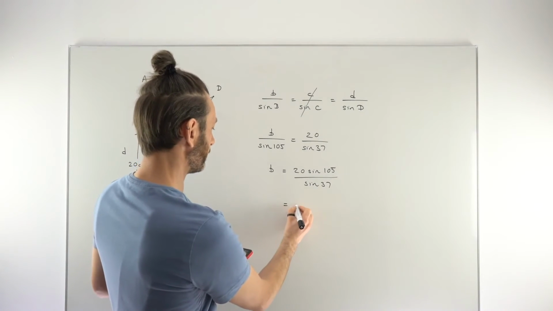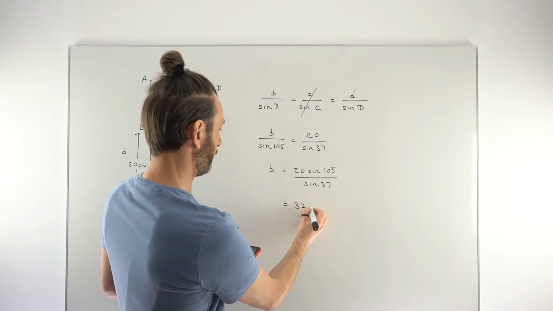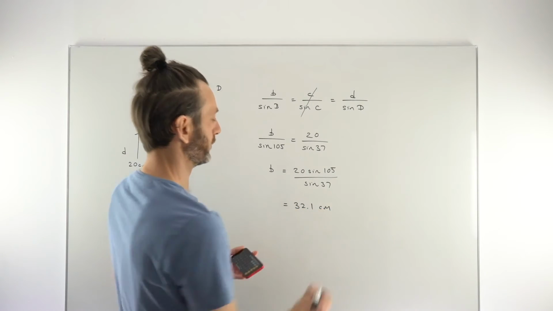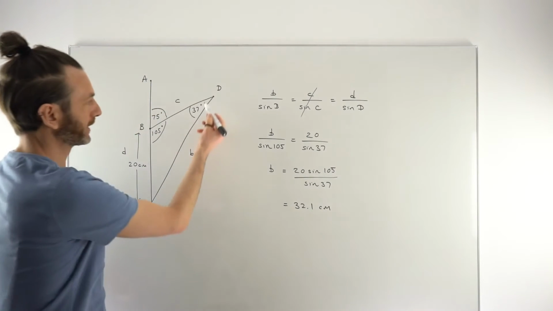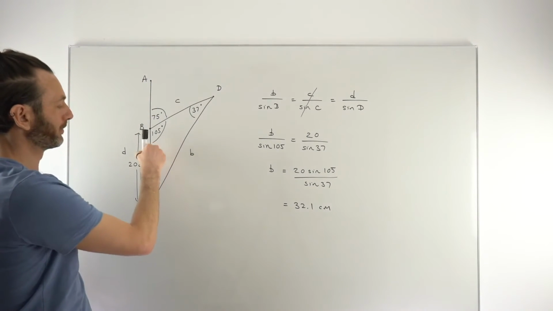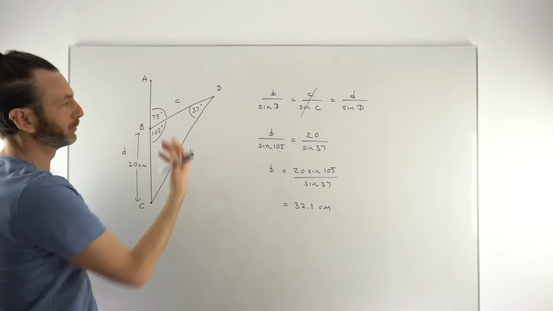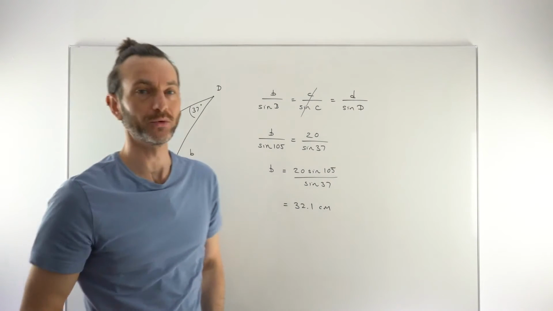Okay, cool. So that came out to be 32.1, and the unit here is centimeters. So 32 is approximately what I guesstimated: a little bit bigger than 20, but not quite double 20. So it's always good to make those guesstimations.